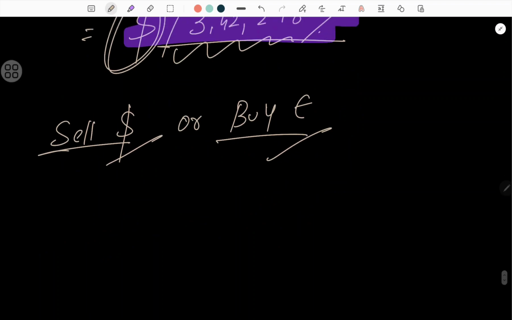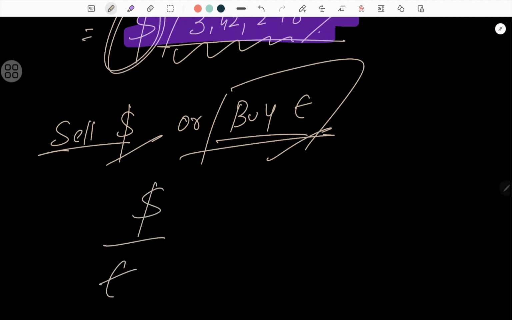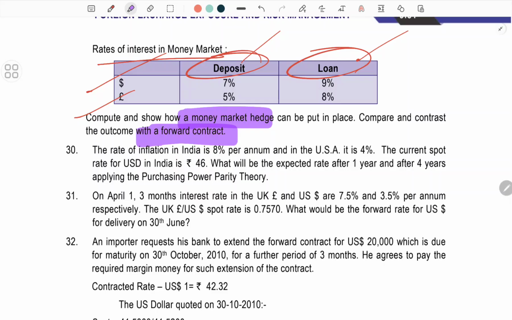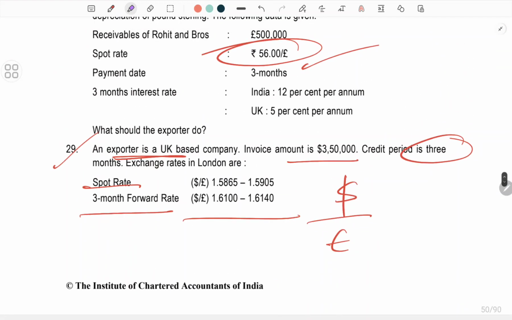Great. Now, why did I do this exercise of buying pounds? There is a reason for that, because the quote I have, if you notice, is a dollar by pound quote. Let's see, the quotes are right here.